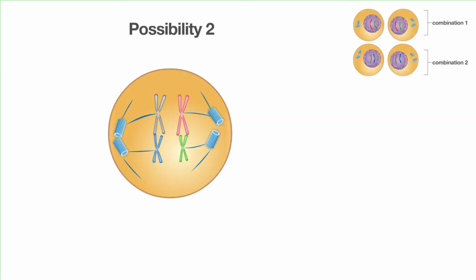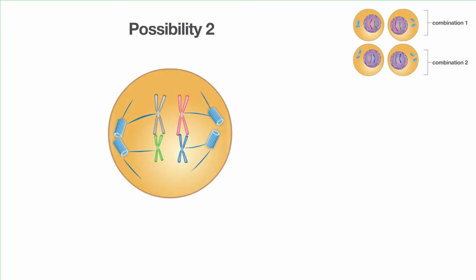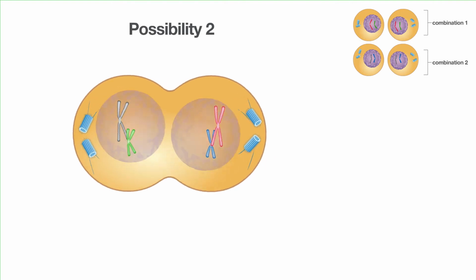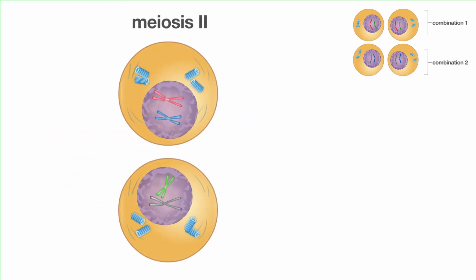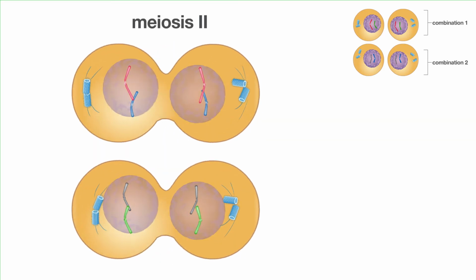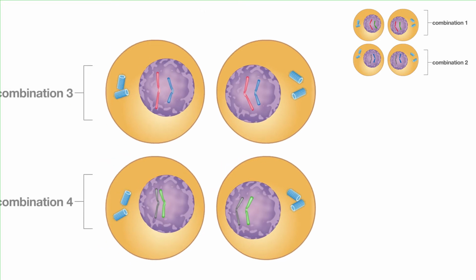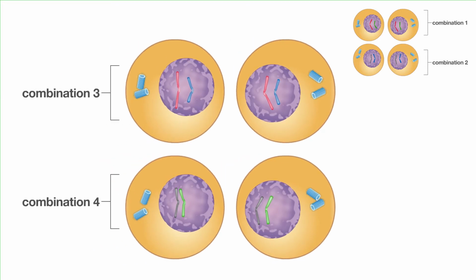Now, let's see what happens when the pairs of homologous chromosomes align differently at the cell's equator. In a cell with two sets of homologous chromosomes, 4 combinations of chromosomes are possible. Therefore, the gametes produced by meiosis are not genetically identical. This variety is a source of genetic variation.